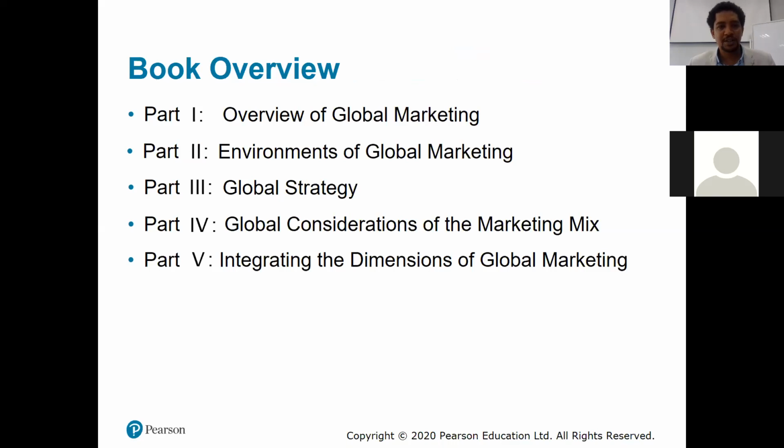So this book is divided into 5 parts: overview of global marketing, environments of global marketing, global strategy, global considerations of the marketing mix, and integrating the dimensions of global marketing. But we have chosen some of the chapters because we cannot finish all the chapters in this book. Anyways, this is our first chapter.